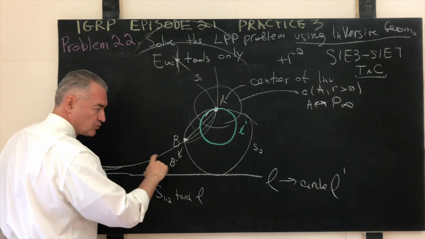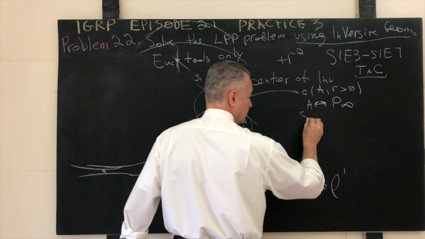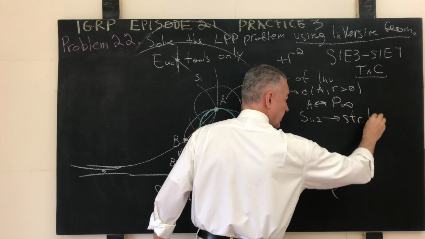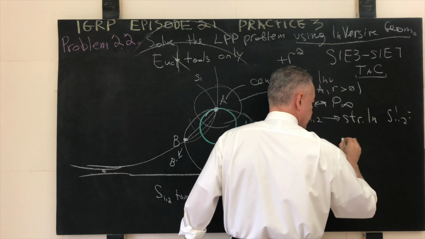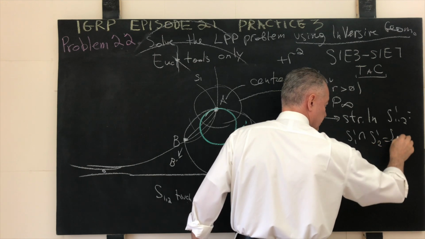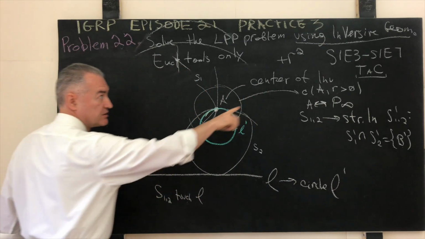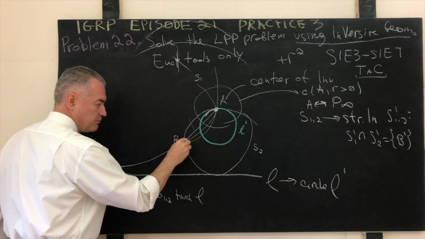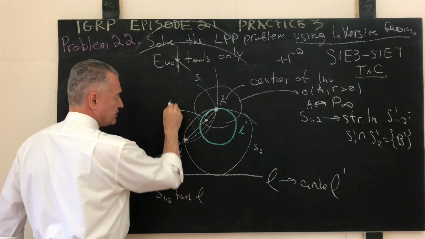But these circles, S1 and S2, pass through the center of inversion. They will be taken into the straight lines S prime 1 and S prime 2, such that S prime 1 intersects S prime 2 at the point B prime, where B prime is the image of the point B under the chosen inversion with the center at A. You see, B goes into, let's say, somewhere here, into B prime. Let's say this is B prime.